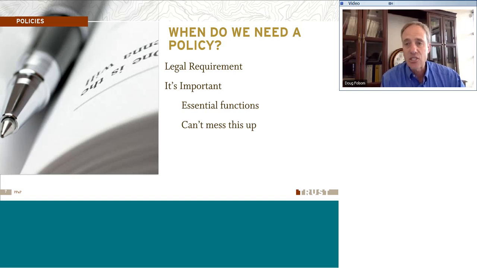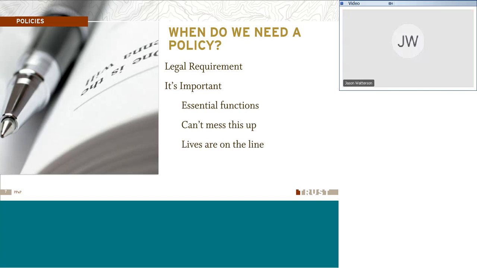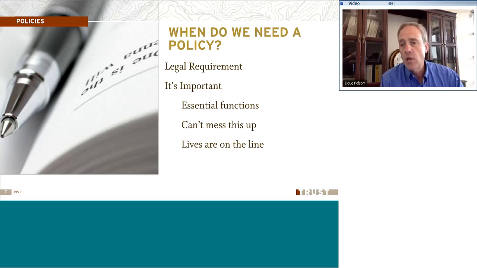If it's something that's so important that we can't mess it up because it is the reason we exist, then we need to make sure we have that framework that keeps us in line to make sure we're accomplishing what we're supposed to do. Could be that lives are on the line. It's something that is so dangerous or hazardous, employee safety, that we need to make sure that we have a program in place to address that.